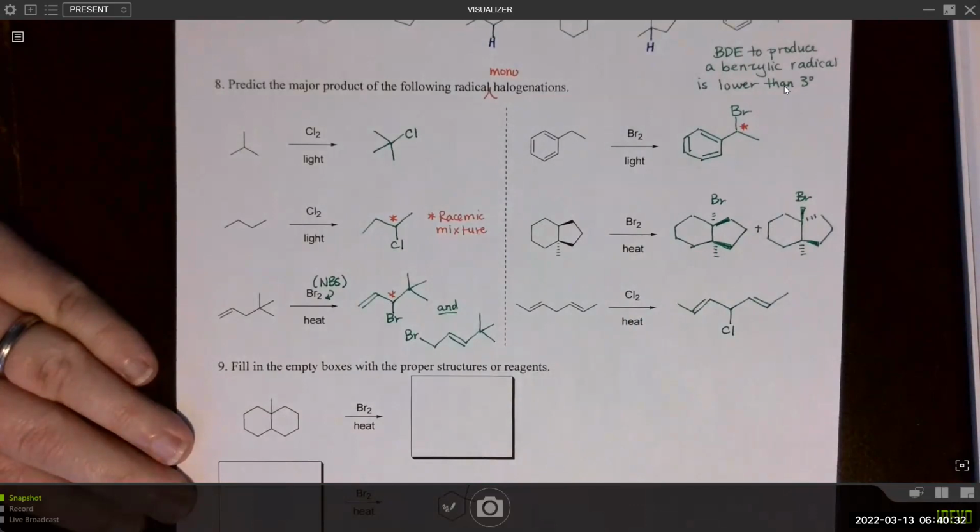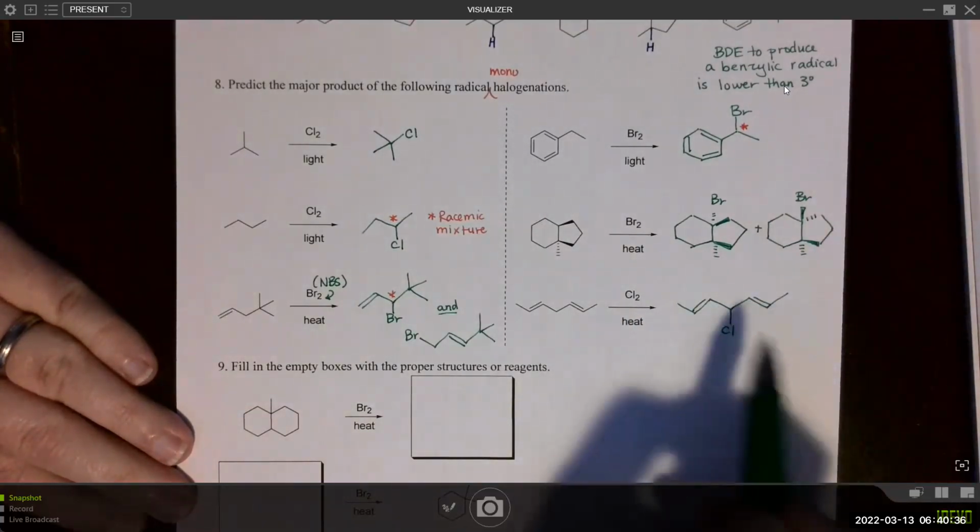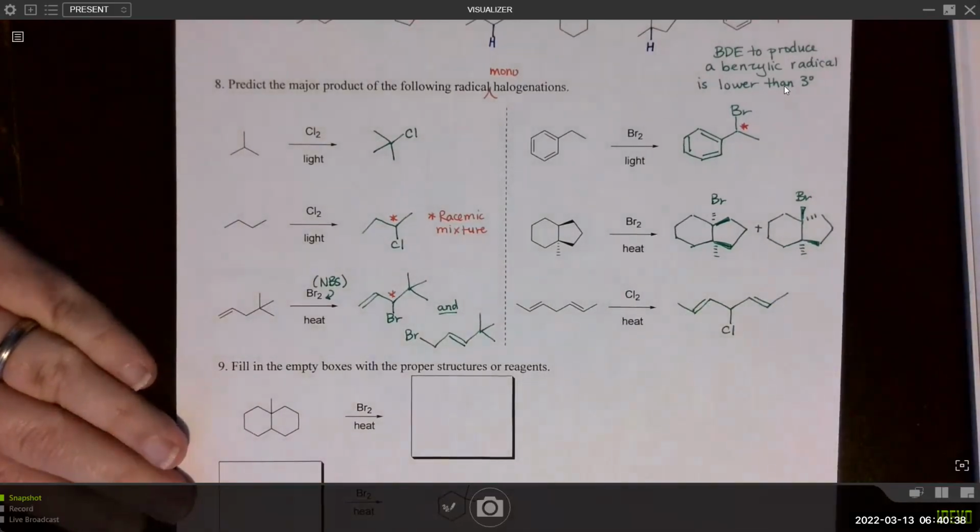And then initially you might think that, look, that should be a chiral center, but this group is identical to that, so it isn't.